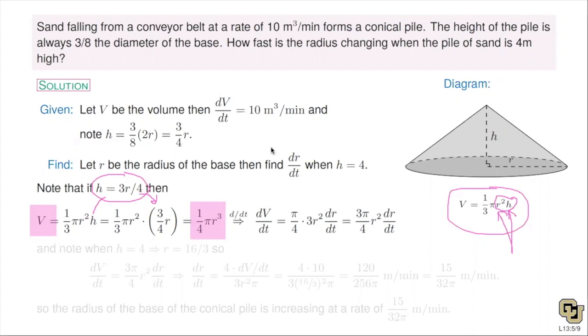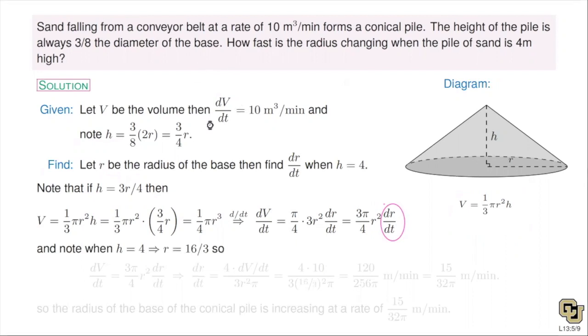I'll let you look at that. And then in this case, I have to solve for dr dt. So in this case, I'm trying to find dr dt. That's dr dt here, and then plug in all the information. The only other piece of extra work I have to do is they tell us to find dr dt when h is equal to 4. However, there's no h in my equation, but I can calculate that when h is equal to 4, r is 16/3 using this formula here.